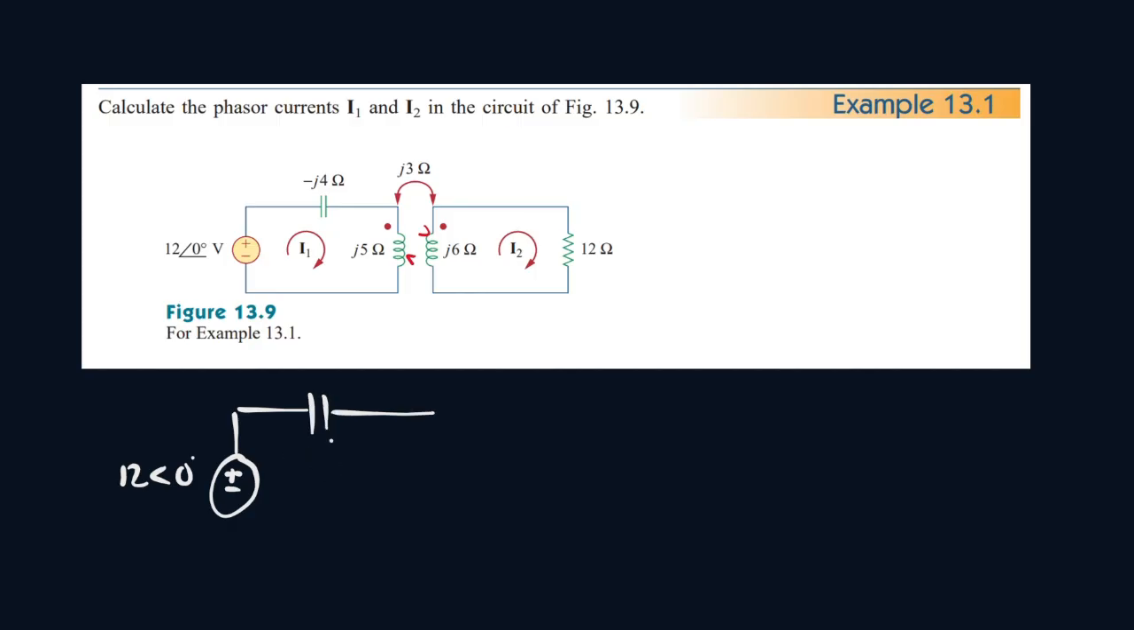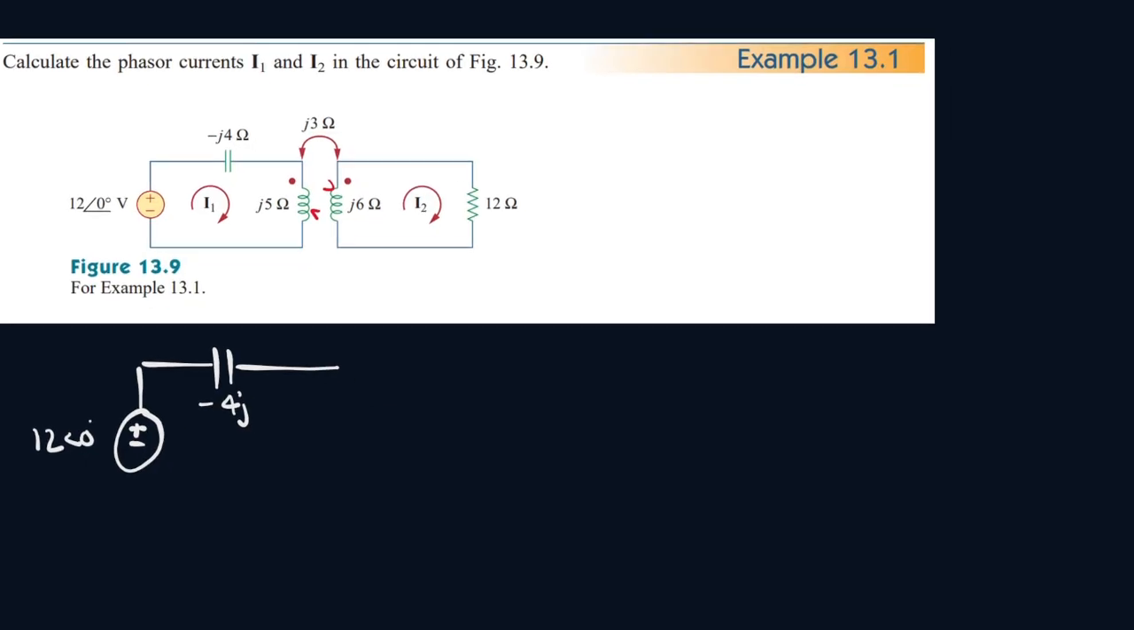Now hold on, let me shrink the pen size. Okay, let me rewrite this. So 12 phasor 0 minus 4j, and there's a mutual inductance. So what we're going to do is add a dependent voltage source. The plus sign will be in the direction of the dot. The dot is up here, so we'll put the plus sign up there, and then a minus sign down here.